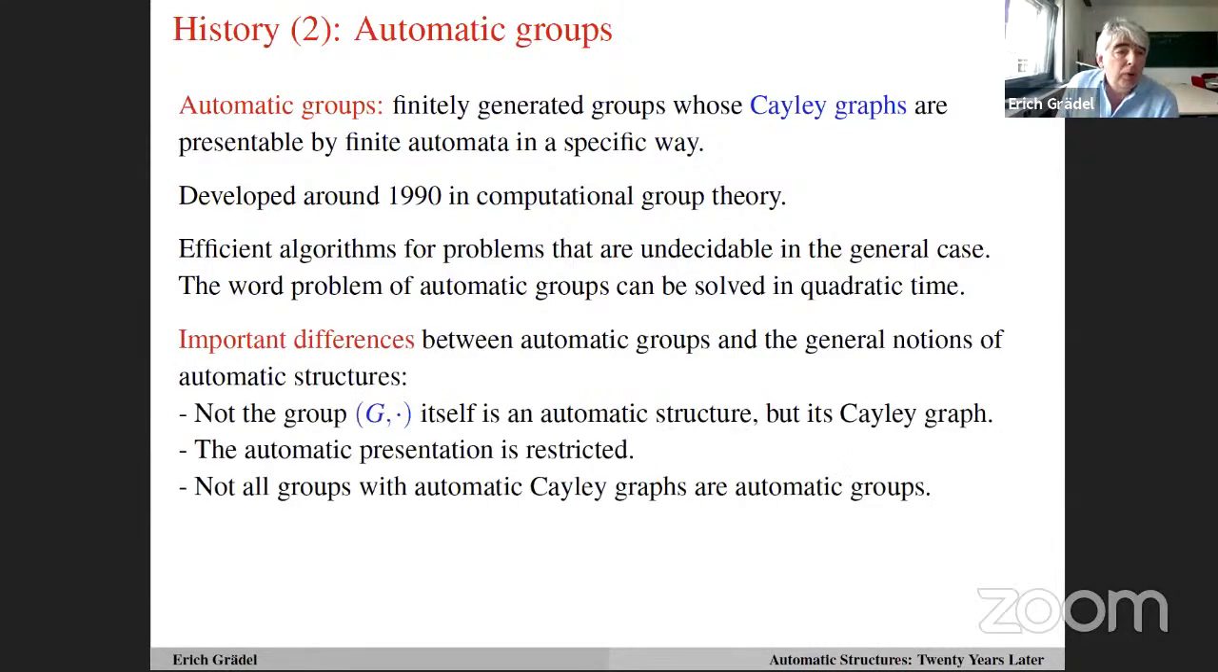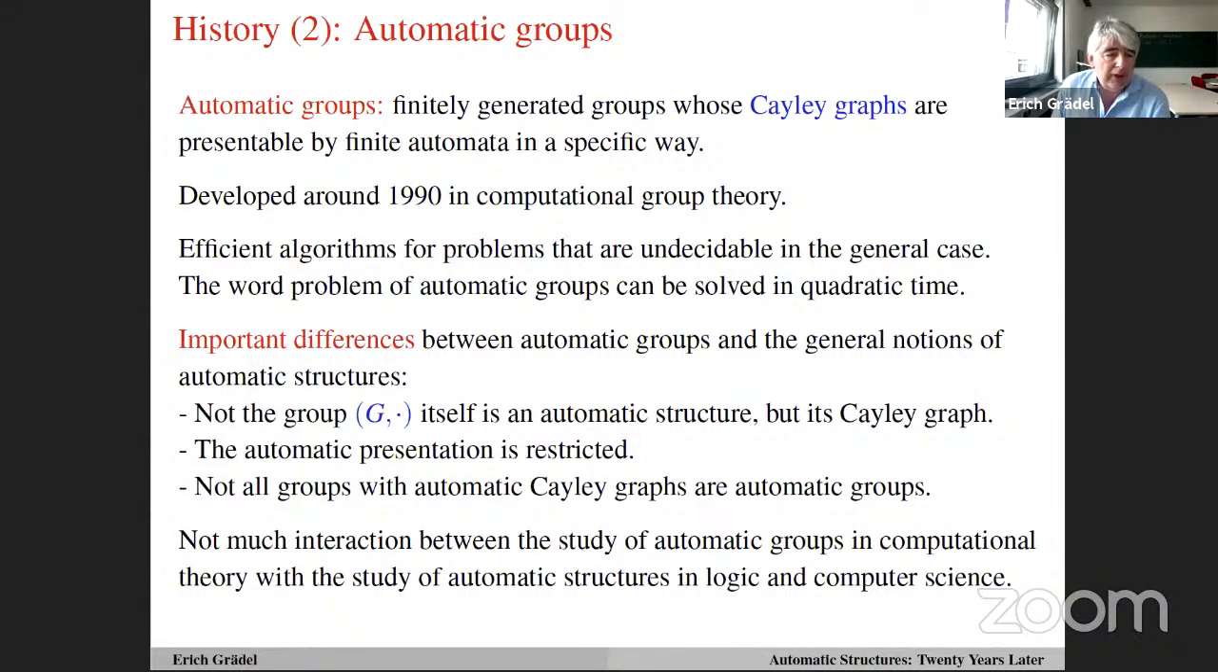There are also important differences between automatic groups and the general notions of automatic structures that we study now. First of all, not the group structure itself is an automatic structure, but the Cayley graph. Further, the automatic presentation is restricted. We are not free to represent the Cayley graph in any automatic way. And as a consequence, not even all groups with automatic Cayley graphs are automatic groups in the sense of computational group theory.